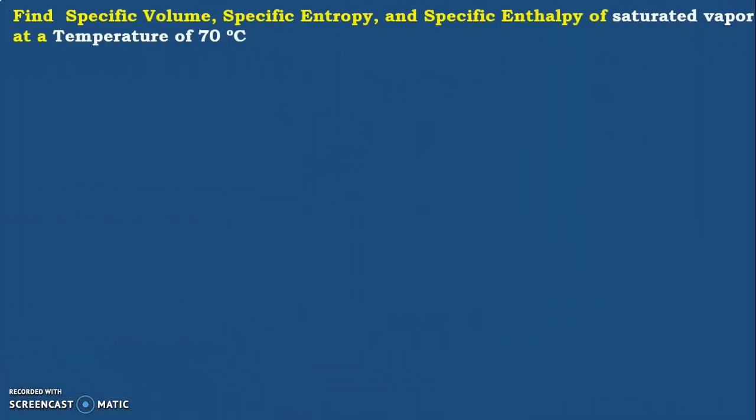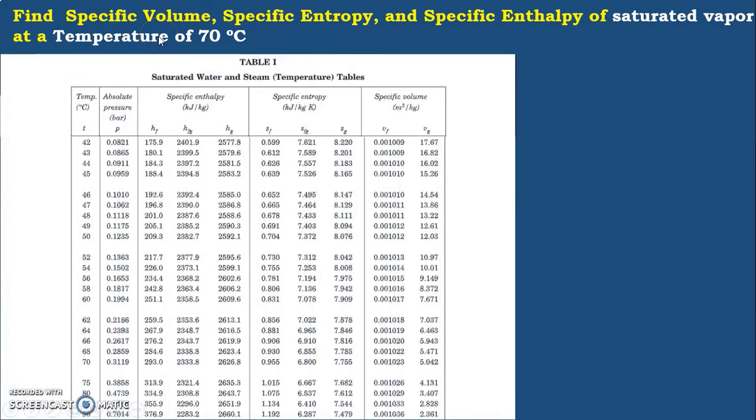Find specific volume, specific entropy, specific enthalpy of saturated vapor at a temperature of 70 degrees Celsius. In this problem, we find properties of saturated vapor at a temperature of 70 degrees Celsius. From this, we can conclude that the saturated temperature table can be used. That is table number 1, saturated water and steam temperature tables at a temperature of 70 degrees Celsius. In this, saturated vapor indicates Hg, Sg, Vg. Now, let's find the properties.